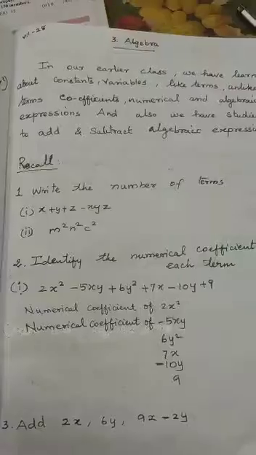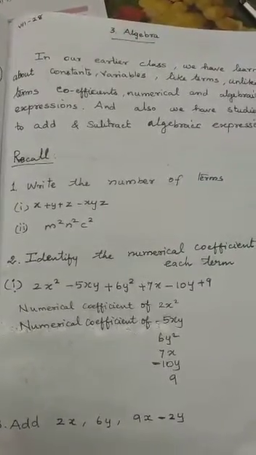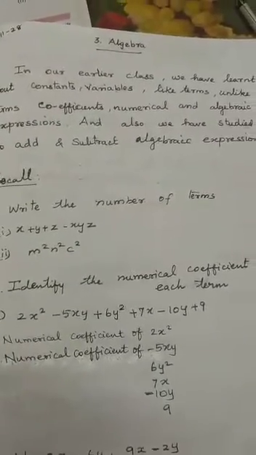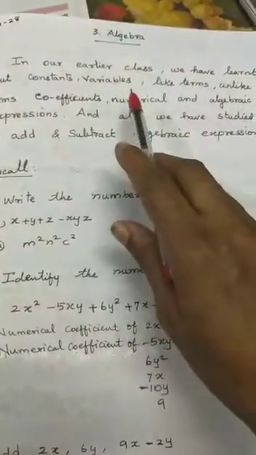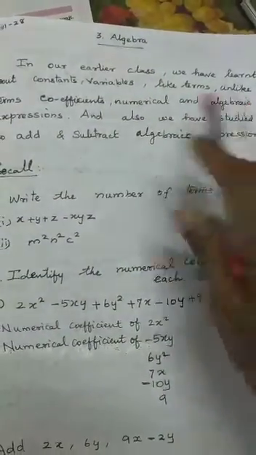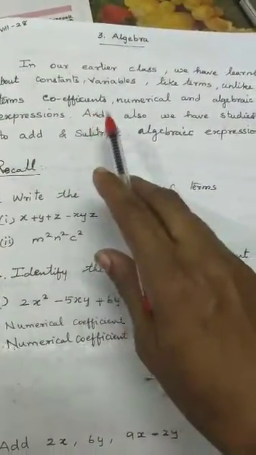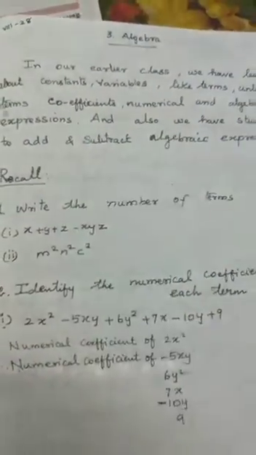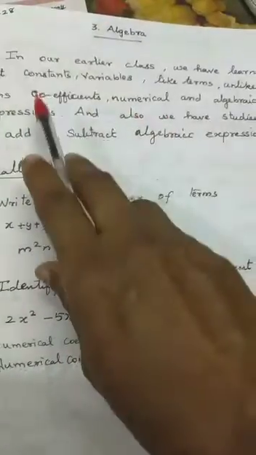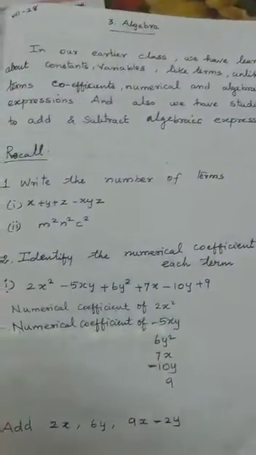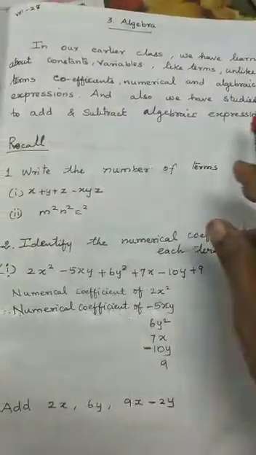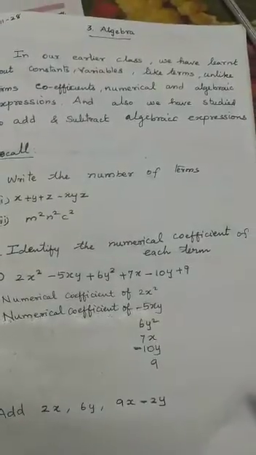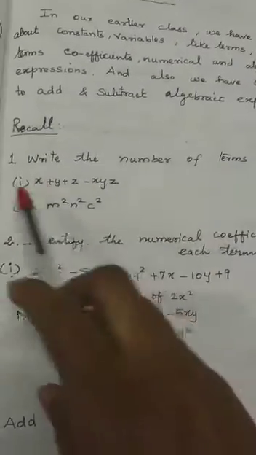Today we are going to see a new chapter, that is algebra. In our earlier classes, we have learnt about constants, variables, like terms, unlike terms, coefficients, and numerical and algebraic expression. Coefficient, we have seen numerical coefficient and coefficient. And also we have studied to add and subtract algebraic expression. We shall recall.